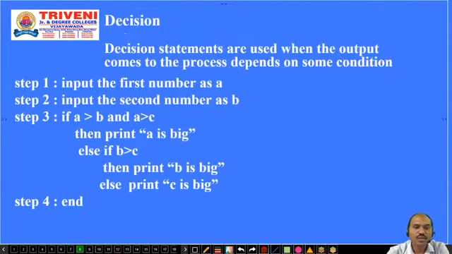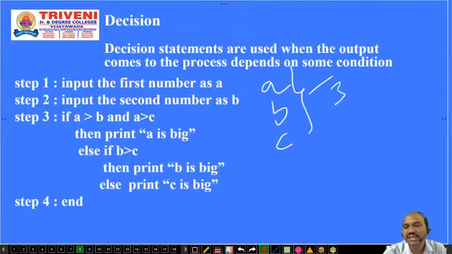Here we will discuss the steps of the decision algorithm. For example, take the biggest of three numbers. We take A as one number, and B and C. So these are the three numbers.